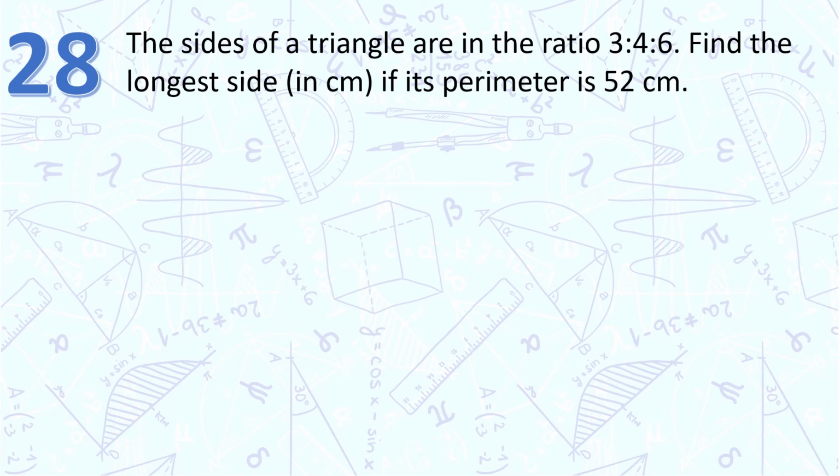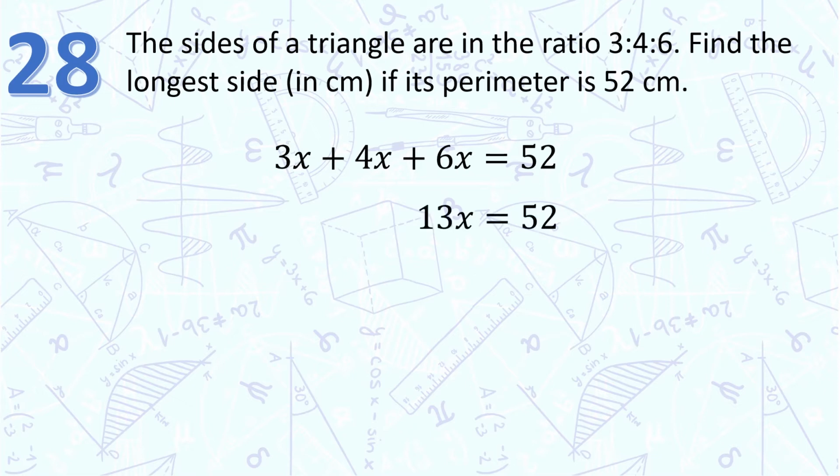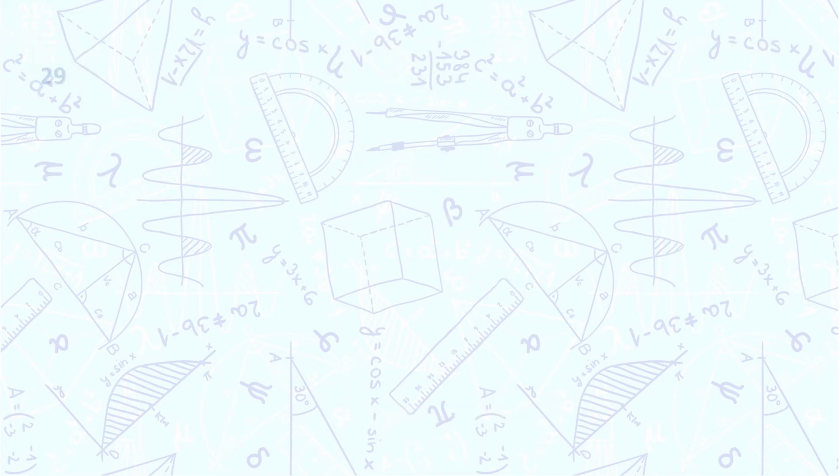Next number. The sides of a triangle are in the ratio 3 to 4 to 6. Find the longest side in centimeters if its perimeter is 52 centimeters. Let x be the scale factor, so we will have the equation 3x plus 4x plus 6x, the sum of the length of the sides of the triangle, equals 52. So we have 13x equals 52, therefore x equals 4. Therefore, the longest side is 6 times 4, 24 centimeters.